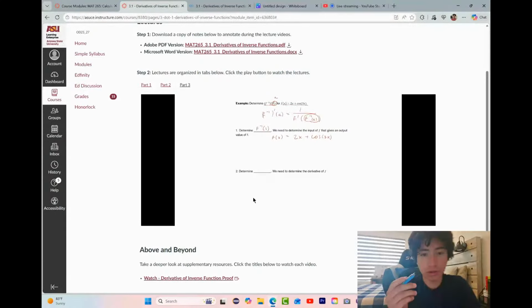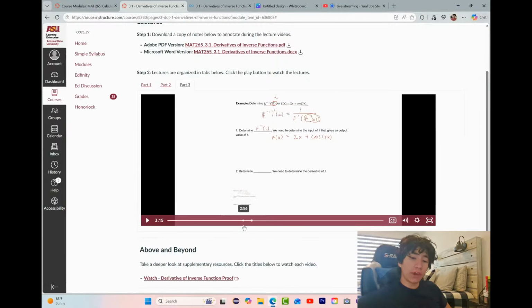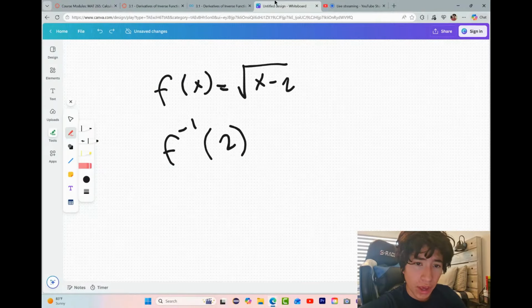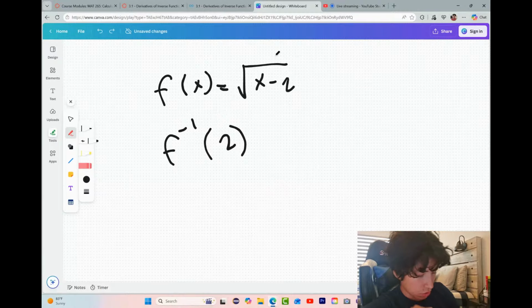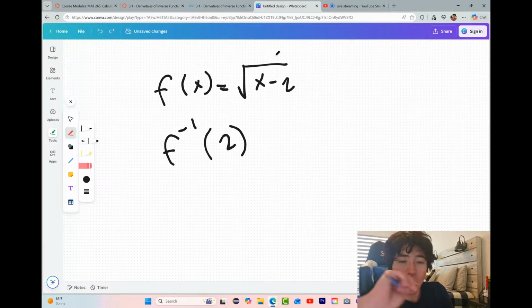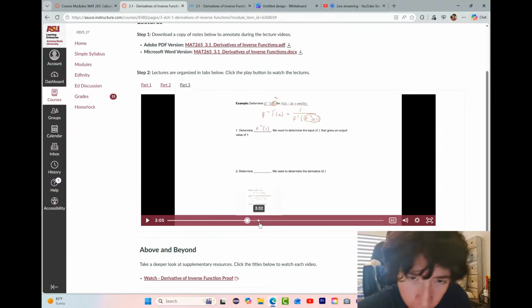But why are we trying to find that? Oh, no, no. I see. I completely see now. Cool. So we have f of x equals this. What value of x here would make this equal to 2? I think that's what it said.